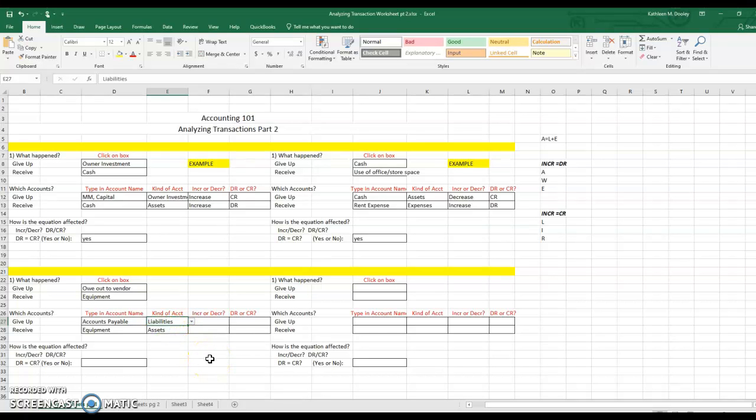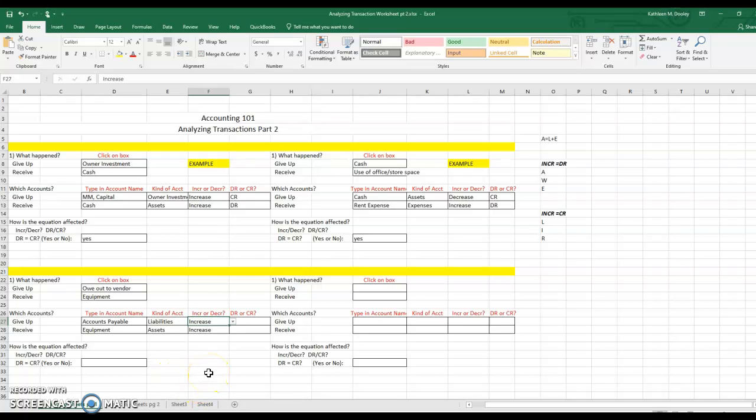Okay, now for our increase decrease, we go to the top. Do we have more or less equipment than we did 5 minutes ago? Well, we had no equipment 5 minutes ago, so we now have an increase. Okay, go back to the top. Do we owe out to the vendor more or less than we did 5 minutes ago? Well, we owe out more than we did 5 minutes ago, so that's an increase in a liability.